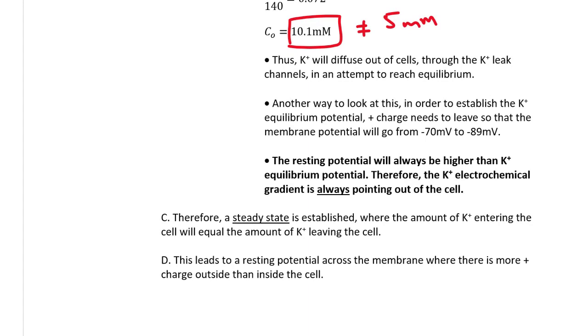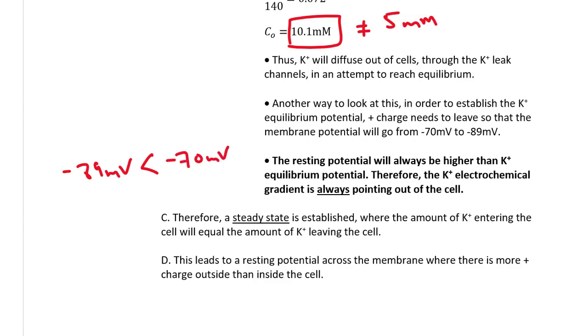Thus, potassium will diffuse out of the cell through the potassium leak channels in an attempt to reach equilibrium. Another way to look at this, in order to establish the potassium equilibrium potential, plus charge needs to leave so that the membrane potential can go from minus 70 millivolts to minus 89 millivolts. The resting potential will always be higher than potassium's equilibrium potential. Potassium's equilibrium potential, at those concentrations, we did calculate it, and we got minus 89 millivolts, which is less than minus 70 millivolts being the resting potential.